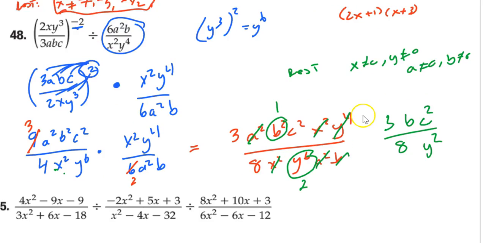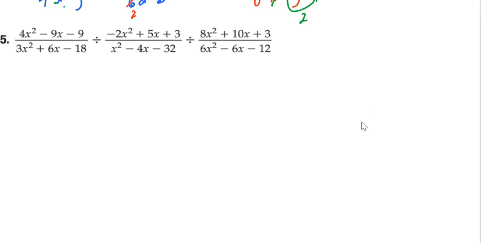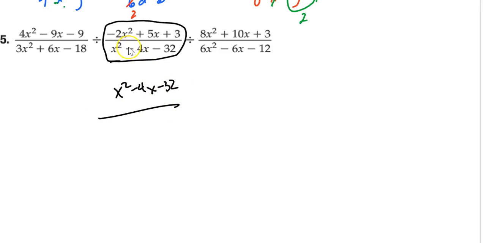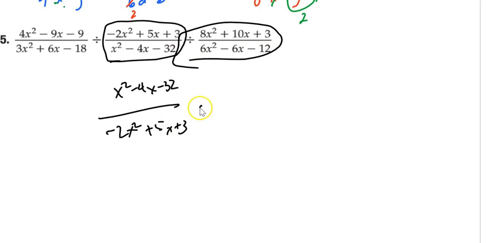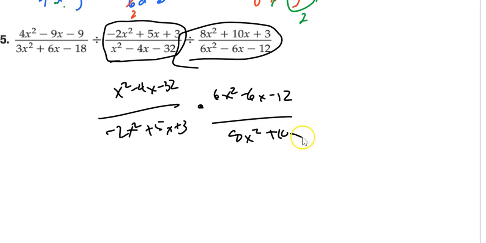So that's that one. This one right here, I'm gonna spare you because it'll take me probably 10 minutes to do this problem. But it's the exact same idea, right? You see this divide sign? You're gonna flip this. This is gonna be x squared minus 4x minus 32. That's gonna be negative 2x squared plus 5x plus 3 on the bottom. Same thing here. It's a divide, so you flip it. And then over here, that's the only one that stays the way it is.